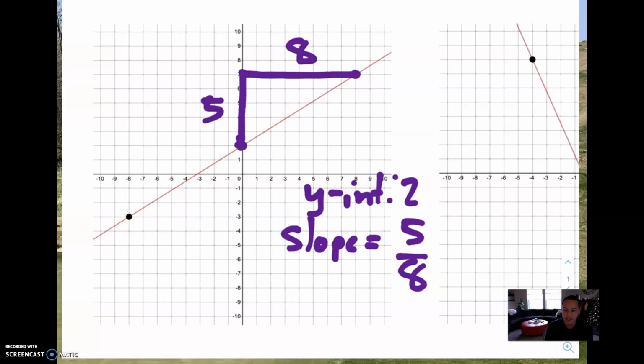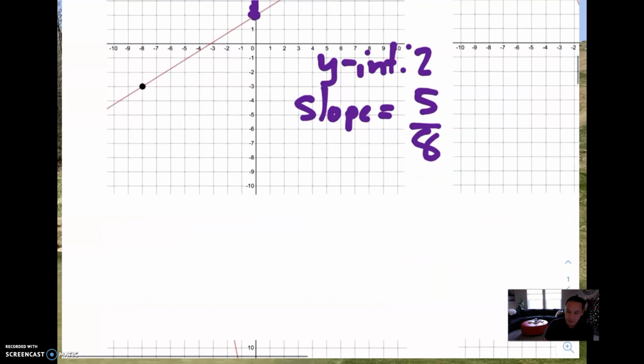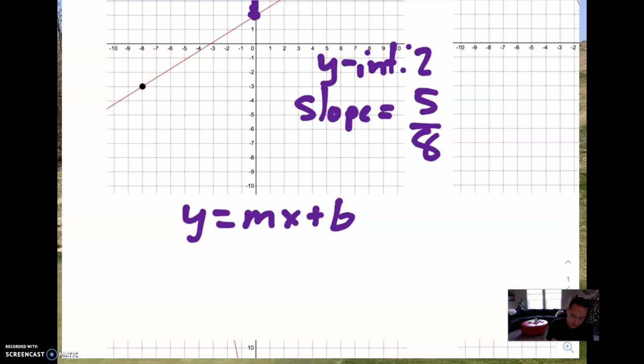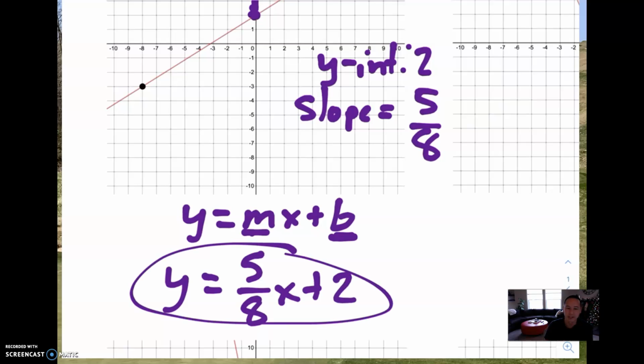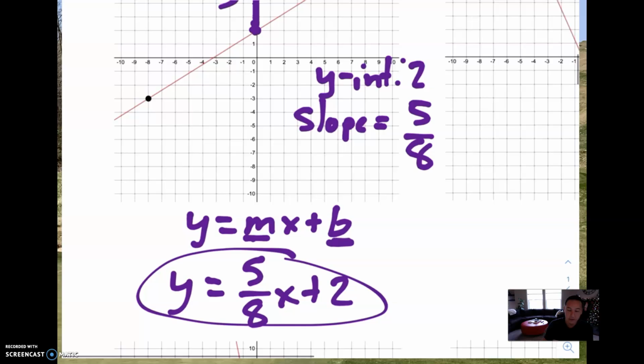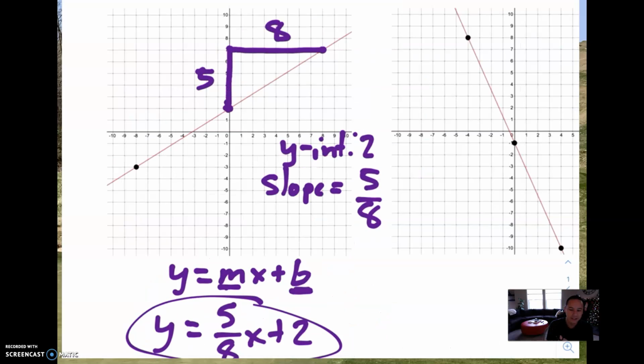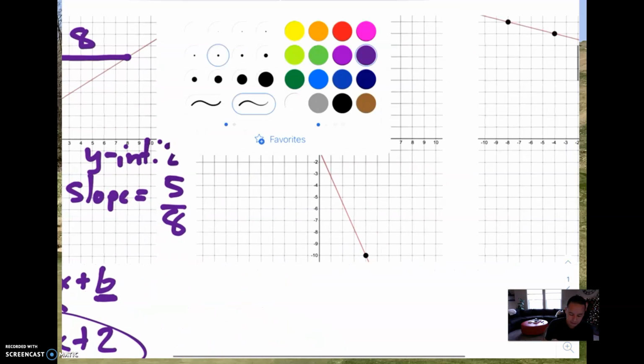Now that we have those two things, we can write the equation for it. So here's our y equals mx plus b template. And all we have to do is take the slope and replace it for m, and take the y-intercept and replace it for b. So we have y equals 5 over 8x plus 2. And that's the equation of the line above. All you have to do is find the y-intercept, find the slope, replace them into the equation. Let's look at another one.